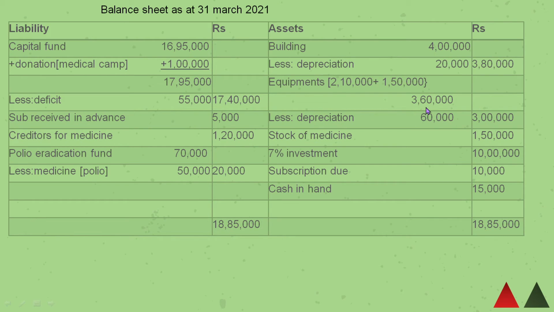Now we have equipments, with depreciation on equipment of 60,000, so we got 3 lakh. Stock of medicines and investment: we did not sell the investment anywhere, so our investment from last year continues this year also. Subscription that was due and cash in hand that is with us currently. And oh my god, in this case the balance sheet is matched, the liabilities and the assets are coming the same. So yes, our balance sheet is absolutely correct, and this is how we solve the questions.